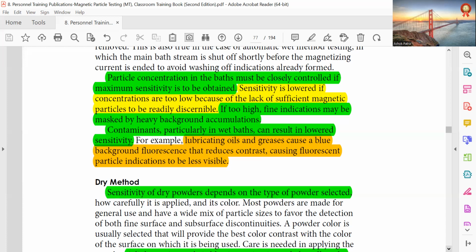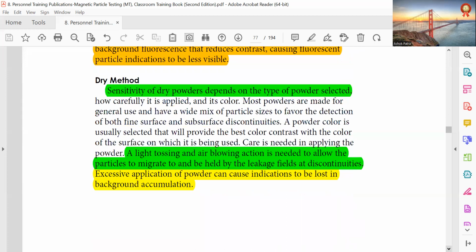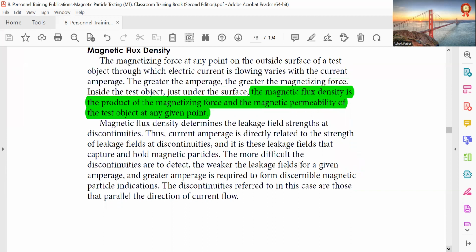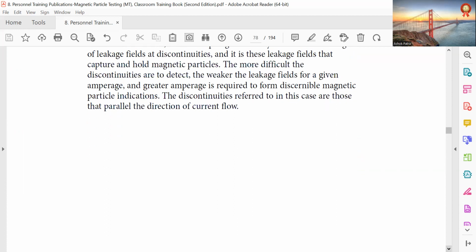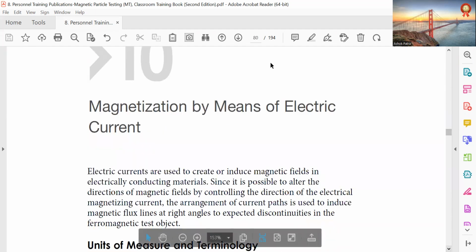Sensitivity of dry particle powders depends on the type of powder selected. A light tossing and air blowing action is needed to allow particles to migrate and be held by the leakage field at a discontinuity in dry powder. So sensitivity in dry powder depends on the type of powder selected. Excessive application of powder can cause indications to be lost in the background accumulation. Magnetic flux density: the magnetic flux density is the product of magnetic force and magnetic permeability of the test object at any given point. We'll stop here.